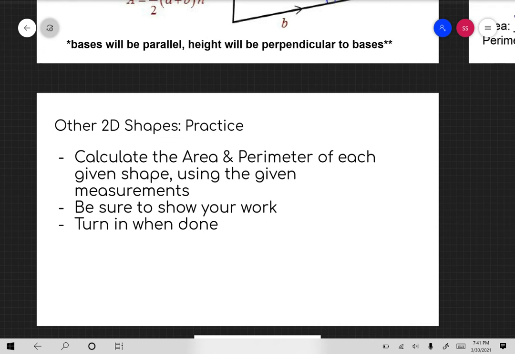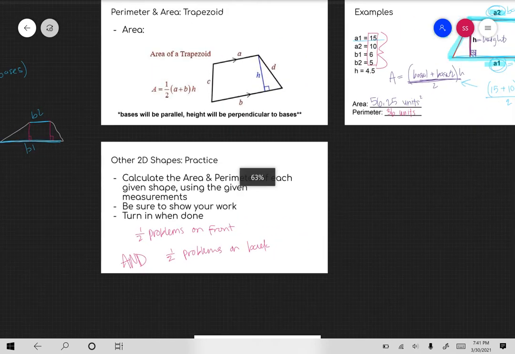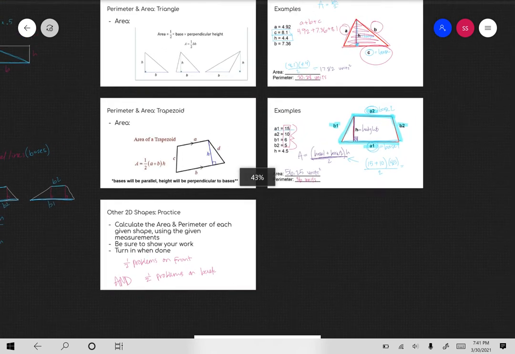I will put this in the directions on Google Classroom, but I want you to do half of the problems on the front and half of the problems on the back. So you don't need to do all of them. Half the problems on the front and half the problems on the back. And I would challenge you to make sure you actually do try one of the trapezoid ones. Practicing those is very useful. Be sure to show your work on those.